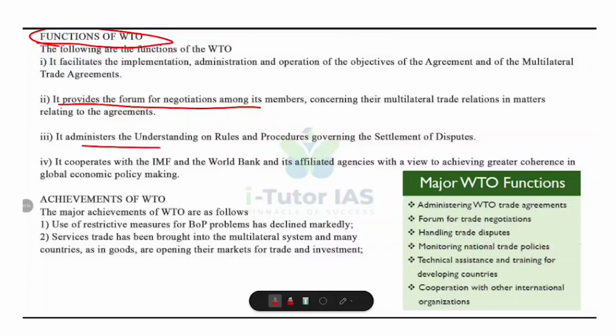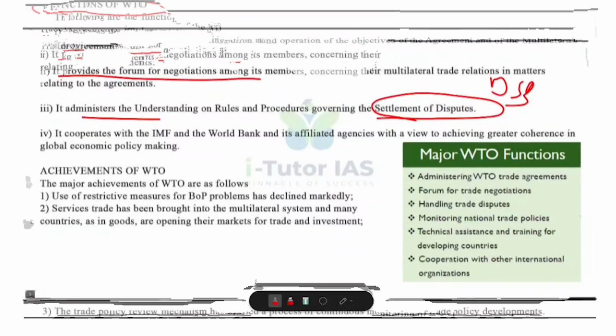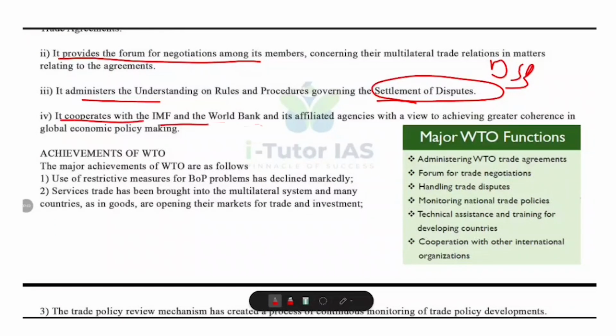And the third function is that it administers the understanding on rules and procedures governing the settlement of disputes. That means the WTO has a dispute settlement body, that is DSB, that resolves trade conflicts between member nations. It follows a set of rules and timelines to ensure fair and quick resolution, ideally within 18 months. For example, if the European Union imposes a ban on Indian seafood, India can take the case to WTO for settlement.